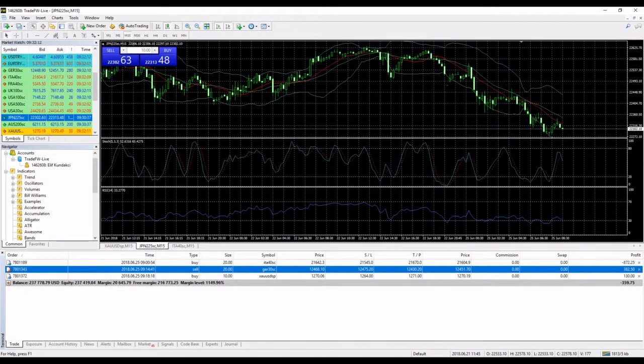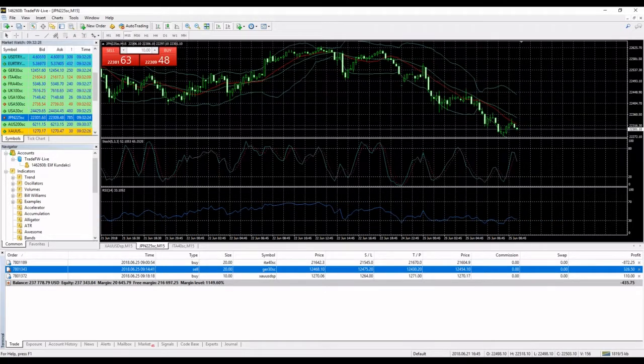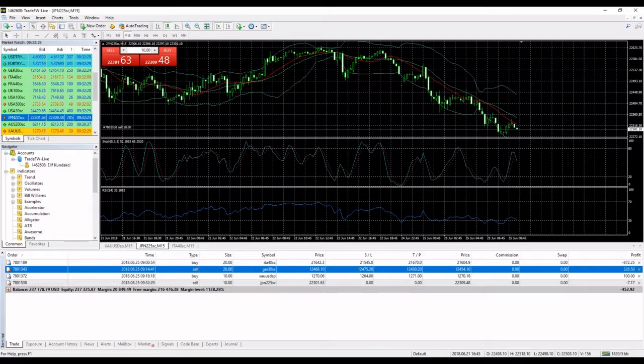There we go. Oh, why doesn't it let me? For the last 2 minutes, we haven't got a tick. That's why I guess it doesn't. Maybe now. Yes, now we open a trade, a sell position on Nikkei.